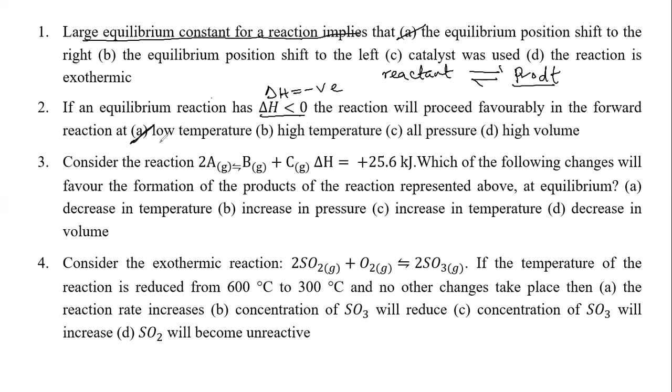Question number 3. Consider the reaction 2A equilibrium B plus C, delta H is positive. Which of the following changes will favor the formation of the product? A, decrease in temperature, B, increase in pressure, C, increase in temperature, D, decrease in volume.